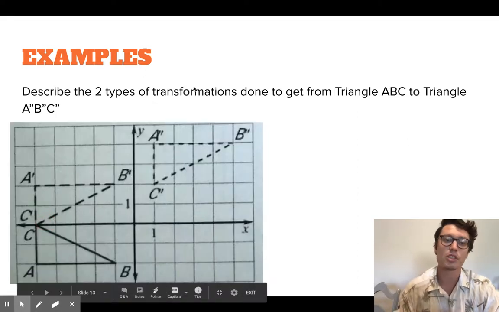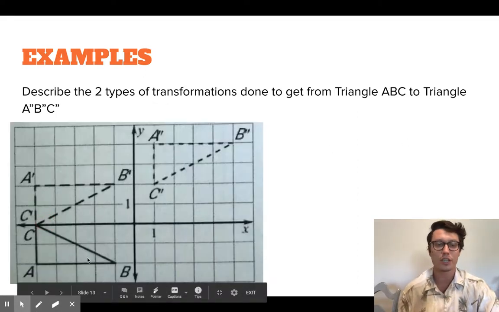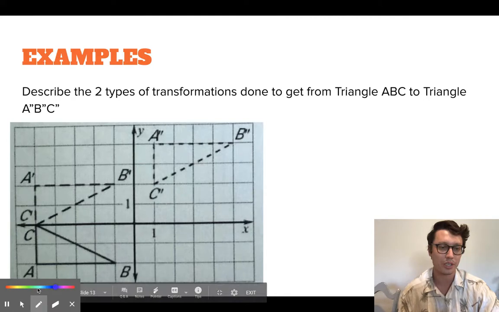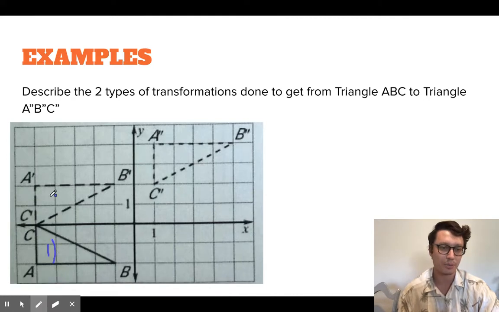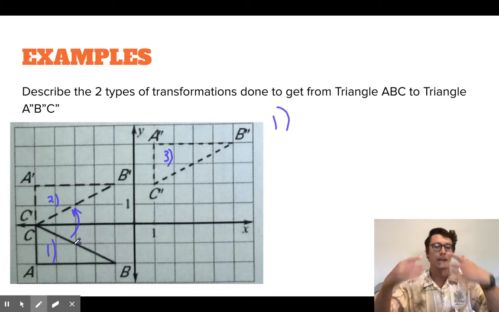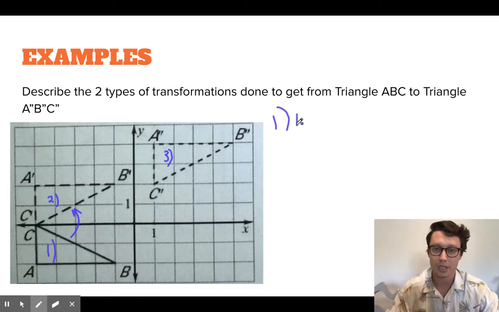Okay, same thing. Describe the 2 types of transformations done to get from triangle ABC to A double prime, B double prime, C double prime. So again, figure out which one is your first. We see that this is number 1. A prime, B prime, C prime is number 2. And A double prime, B double prime, C double prime is number 3. So rule number 1, how do we get from 1 to 2? Okay, this is very clearly a flip. It is a reflection.